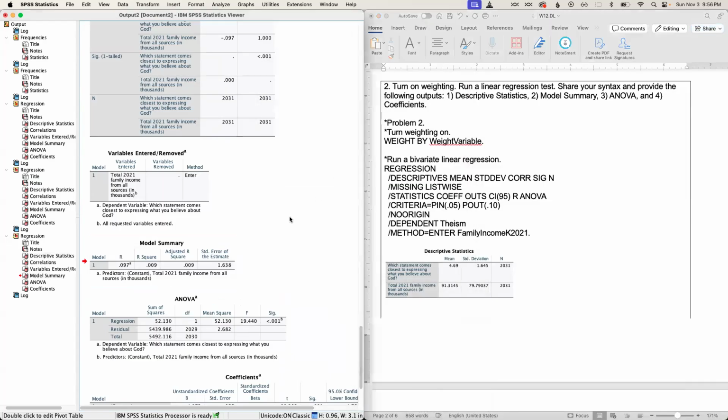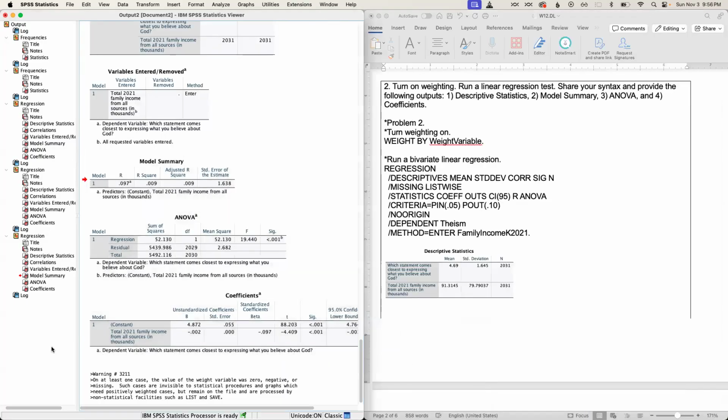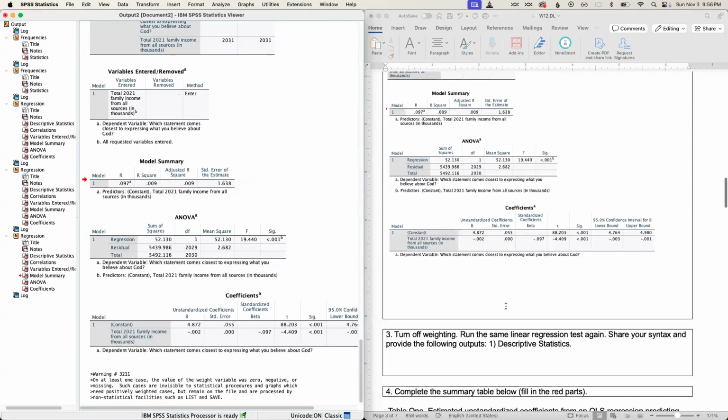No. Then I need the ANOVA and the coefficient. So why don't I just take a screenshot of that whole section? Okay.